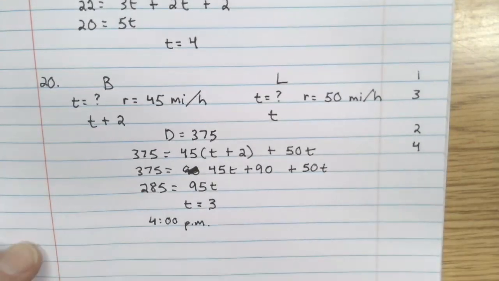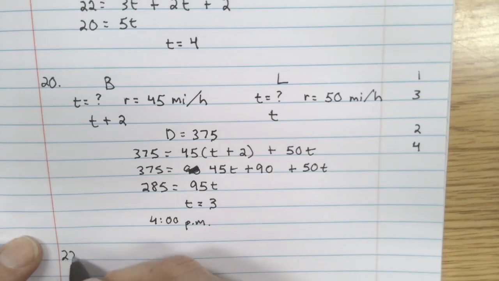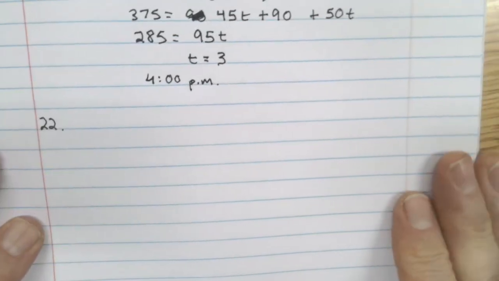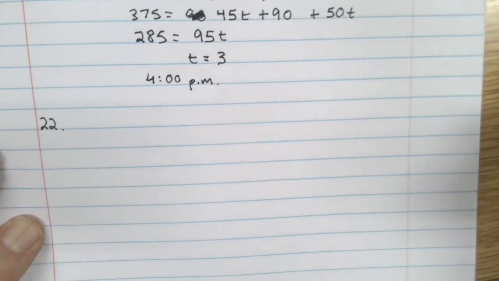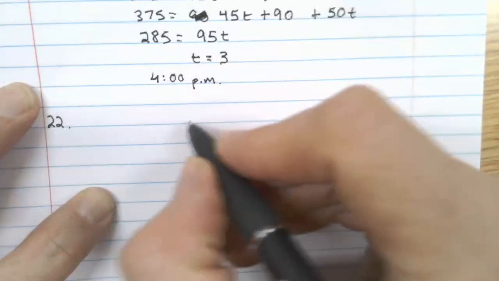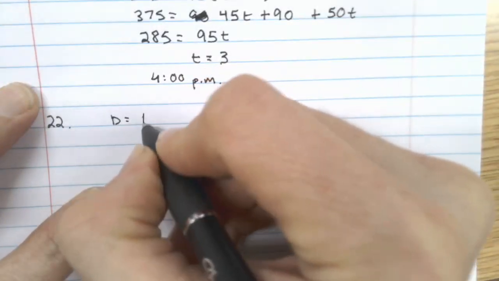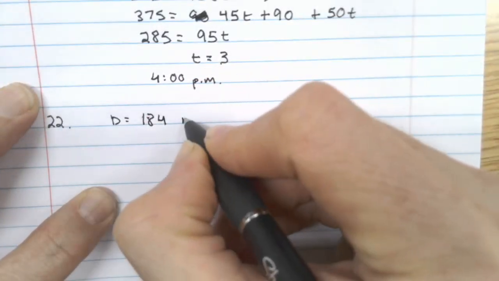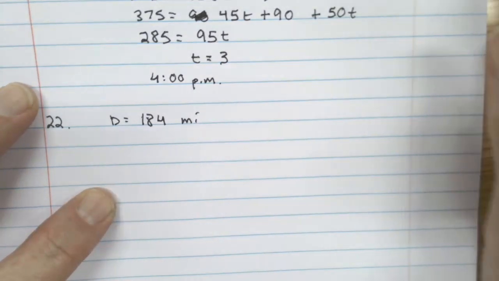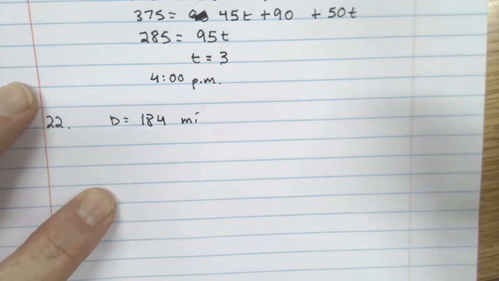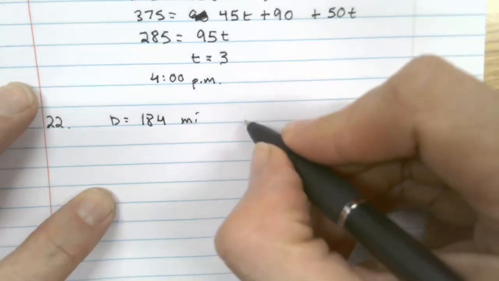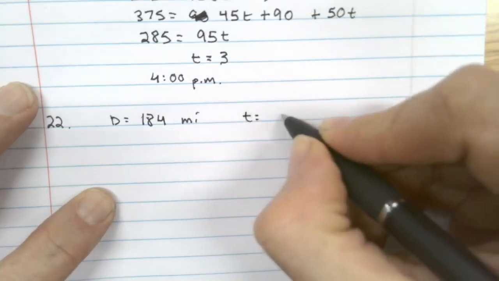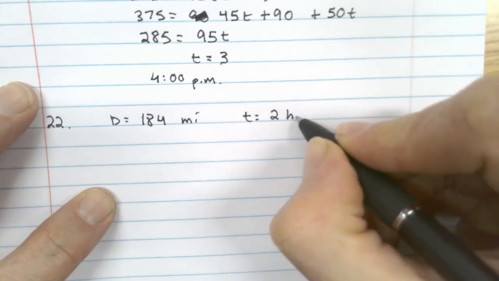All right. Last one I'm going to do. 22. I'll have my camera here. Okay. So here's 22. Mrs. Vaughn and her son live 184 miles apart. So I'm just going to write that down. 184. They gave me the distance again. If they leave their house at the same time and head towards each other, they will meet in 2 hours. So there's a time. They'll meet in 2 hours.